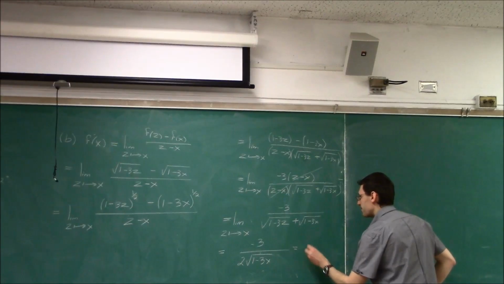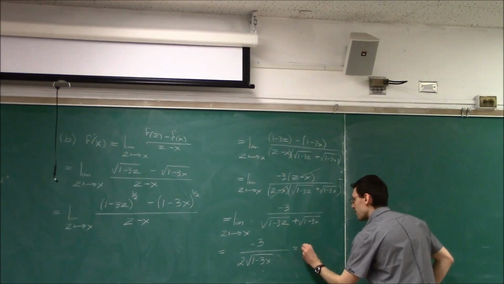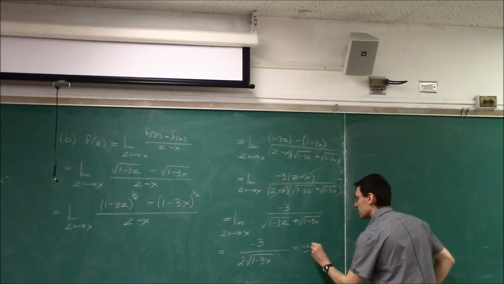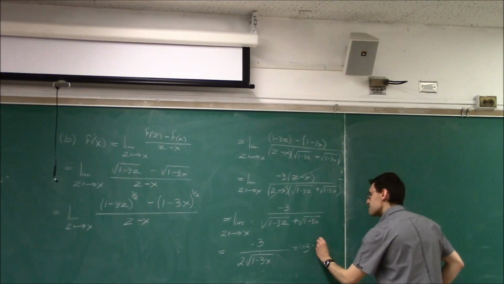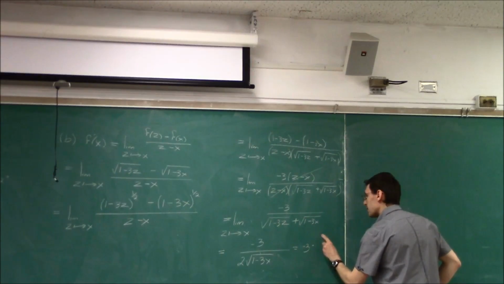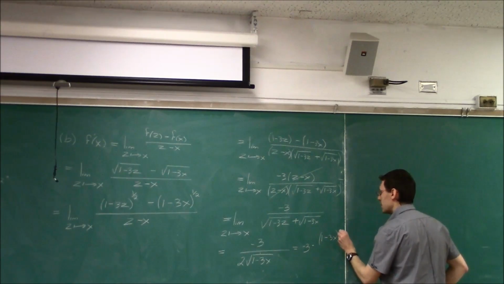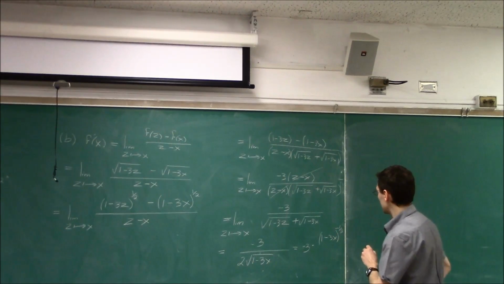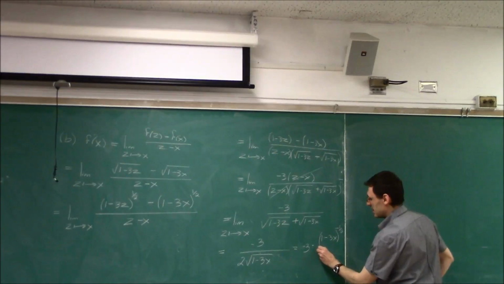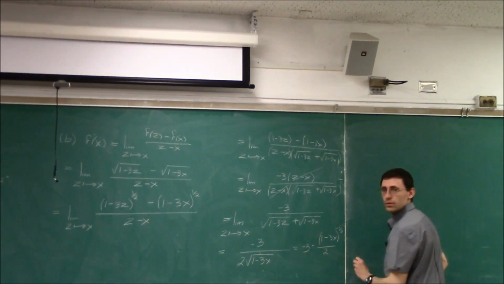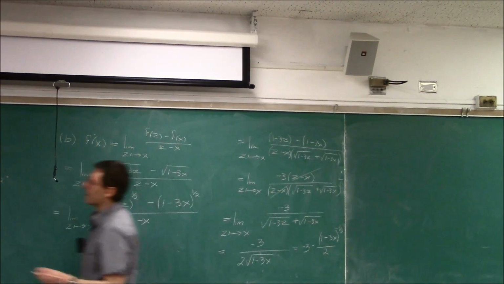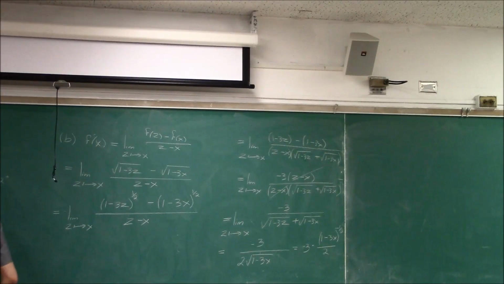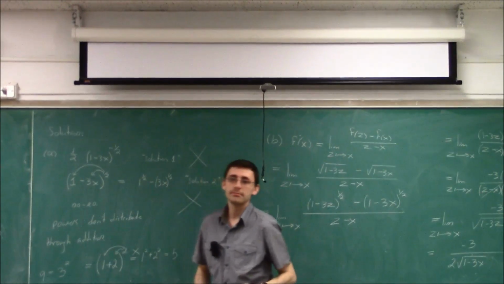And to compare, what is this in terms of one of the notations? This will be minus 3 multiplied by 1 minus 3x to the power of minus 1/2, divided by 2. So it's actually similar to answer A, except it's missing a minus 3 here.